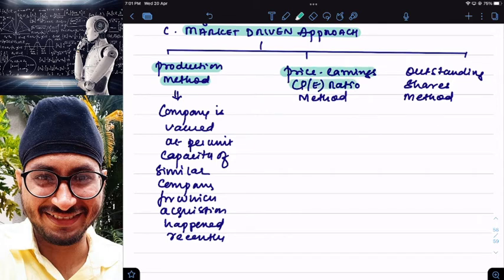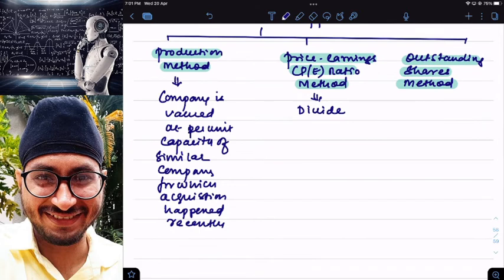Then we have the P ratio method, the price earnings ratio method. In the P ratio method, what happens? Divide the market price per share by EPS. Here I have to divide the market price of equity share by what? By average net income.